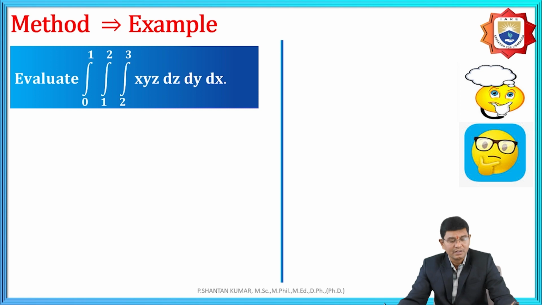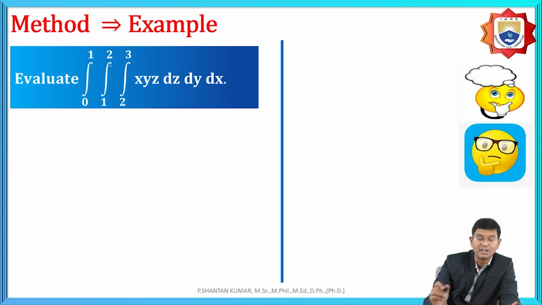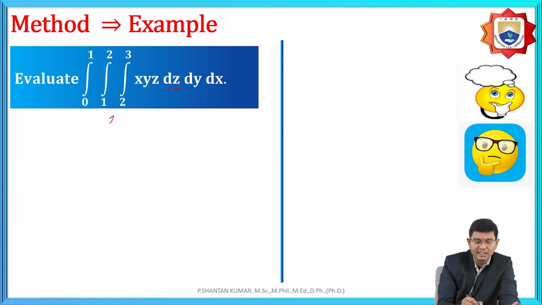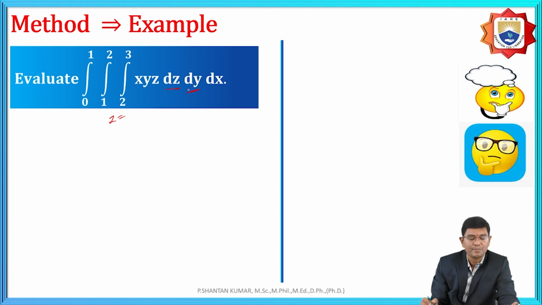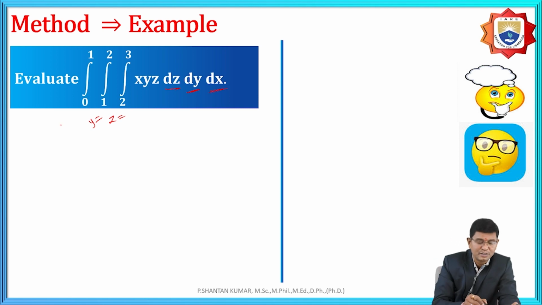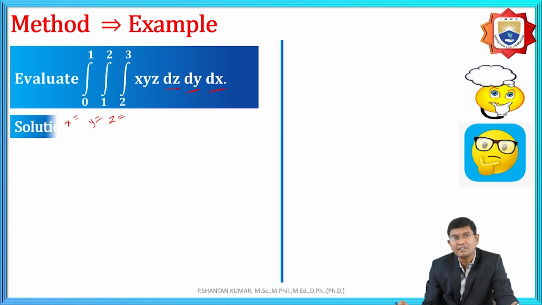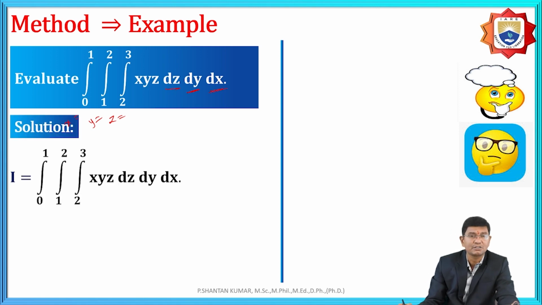For example, here the problem is 0 to 1, 1 to 2 and 2 to 3, of xyz dz dy dx. And here also the integration is first with respect to z, that means the z limits are 2 to 3. And after that with respect to y, that means the y limits are 1 to 2. And finally with respect to x, that means x equal to 0 to 1. First we need to integrate with respect to z, that is z square by 2.